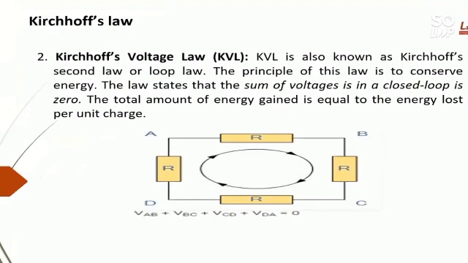It states that, for example in this figure, the sum of voltages or voltage drops in a circuit is always zero. Like KCL dealt with the currents of the circuit, this law deals with the voltages involved in a circuit. The total amount of energy gained is equal to the total energy lost per unit charge.